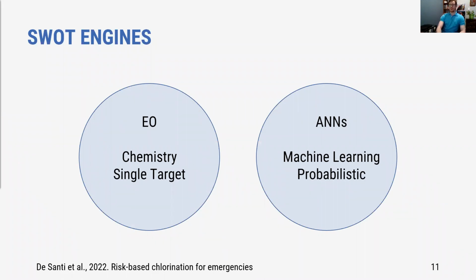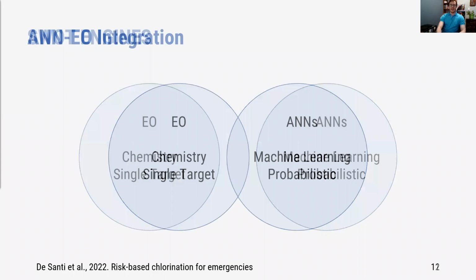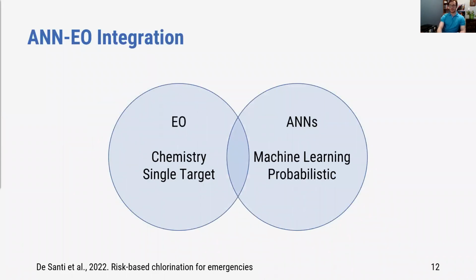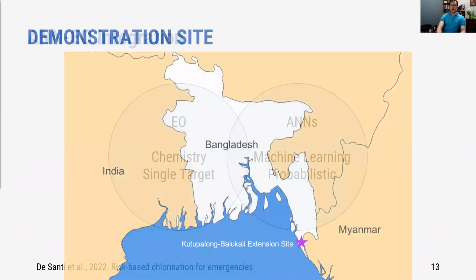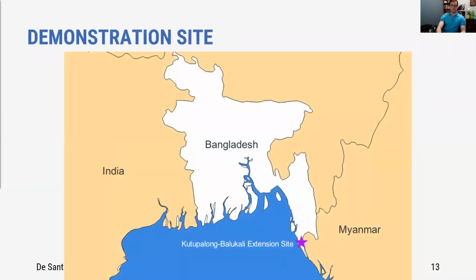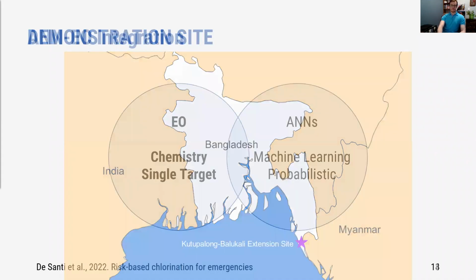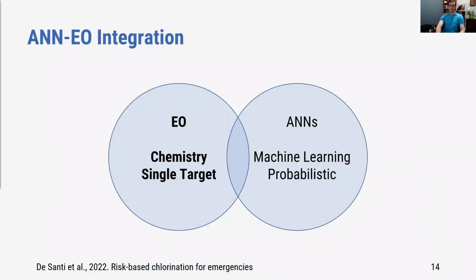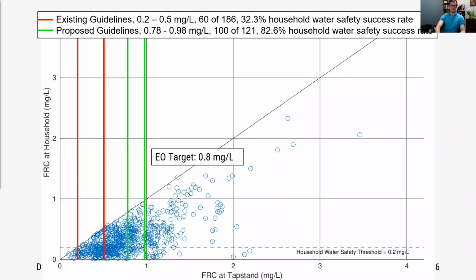This means that when we want to take a risk-based approach to chlorination guidance, we need to integrate these two models and leverage their strengths to overcome each model's weakness. To demonstrate what this looks like, I'm going to use field data collected through a field trial from the Kutupalong Balokali Extension site in Bangladesh, where the SWOT project collected 6 months of water quality data in 2019. So the first step in this ANN-EO integration is to get a baseline risk for the EO model's tap-in FRC target. We do this using a retrospective backcheck analysis using the data that was uploaded to the SWOT.